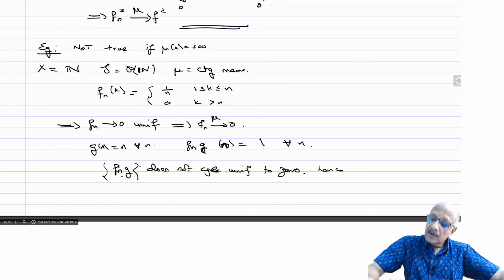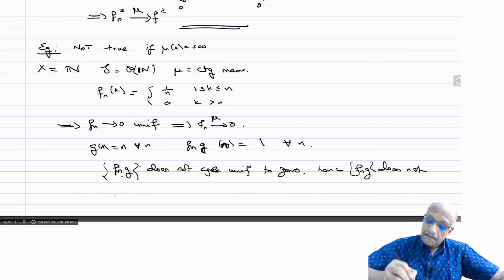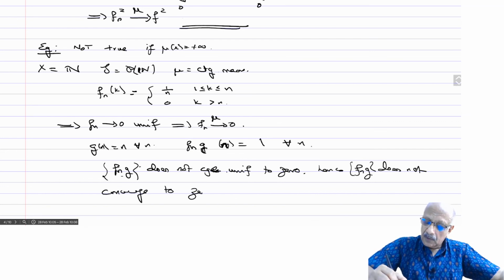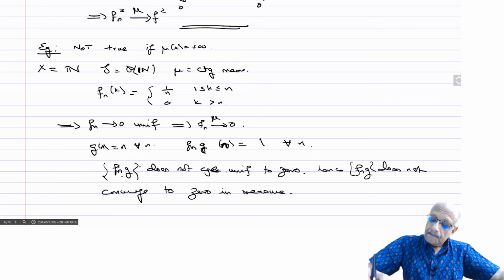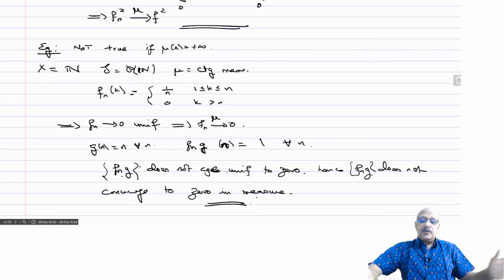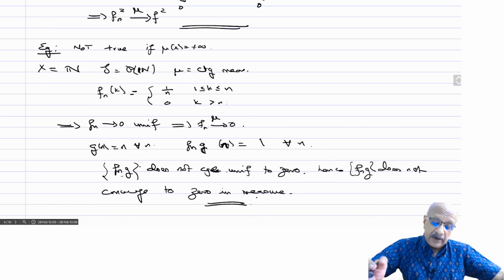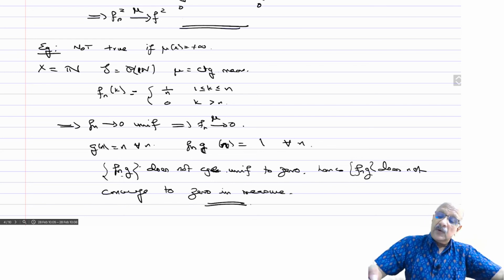Hence f_n g_n does not converge to 0 in measure. So this is not true for infinite measure spaces. Okay, so we will conclude our study of convergence issues with this, and before proceeding further, we'll do some exercises.